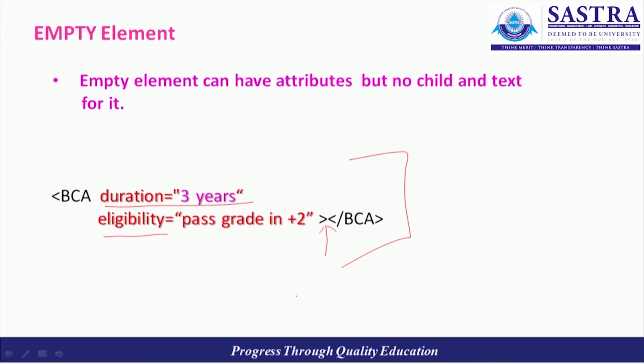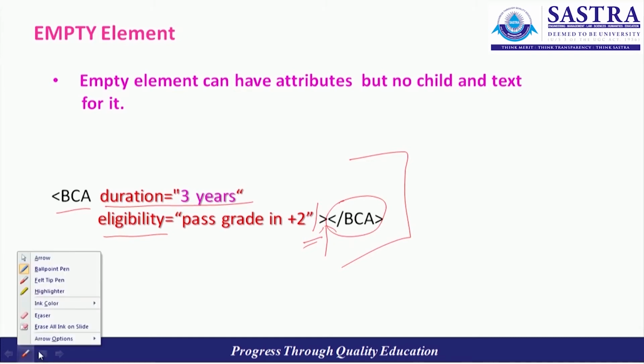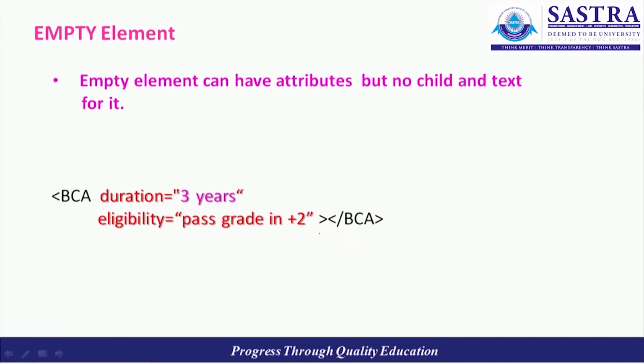In that case, you can go for force close. This is the way the element can be closed, so you need not include this. Suppose the element may have child elements or text. In that sense, the element can be closed like this, the way I have written. So the same way it should be written.